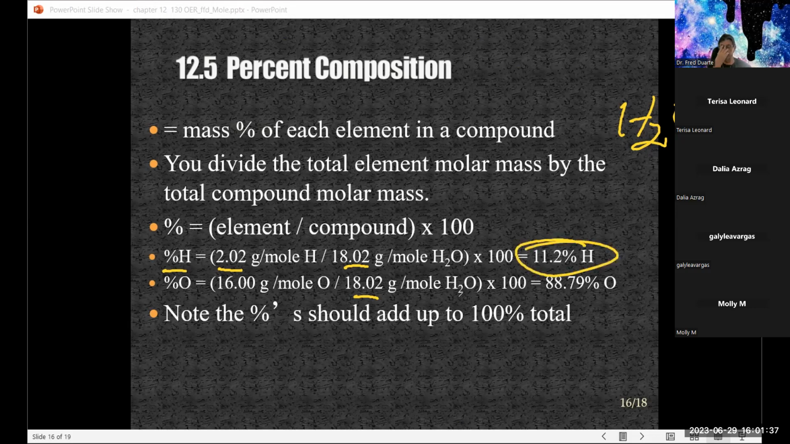Hydrogen is 11.2% in water. We do the same for oxygen, 16 divided by 18.02, which tells us that oxygen contributes 88.79 percent. The total should add up close to 100. Sometimes like 99.9, but that's okay. Okay, so that is the chemical percent composition of water. And that is true for water found here or out in space someplace. H2O has that percentage, okay? Now we should be able to do that with any compound.